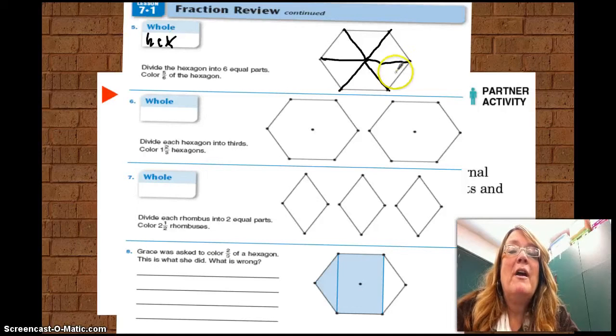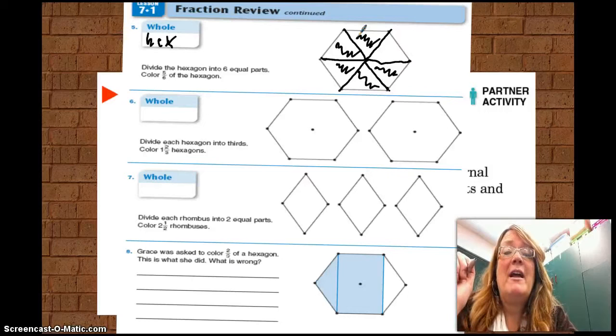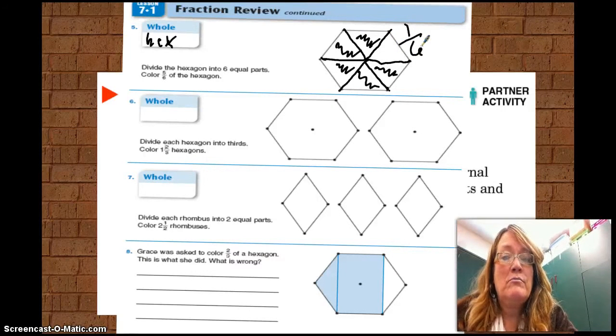And you're going to color in 5 of those. So here would be 1, 2, 3, 4. So you've just colored in 5/6 of that hexagon. So what part is not colored in? 1/6. Go ahead and finish this page now on your own.